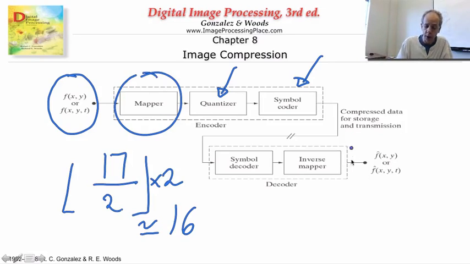So that's basically the whole steps, and this also explains why we need standards. If I use a certain mapper, the decoder needs to understand the mapper so he or she can invert it. And I need to explain to the decoder the symbol coding that I use so the decoder can do the reverse of that symbol coding.